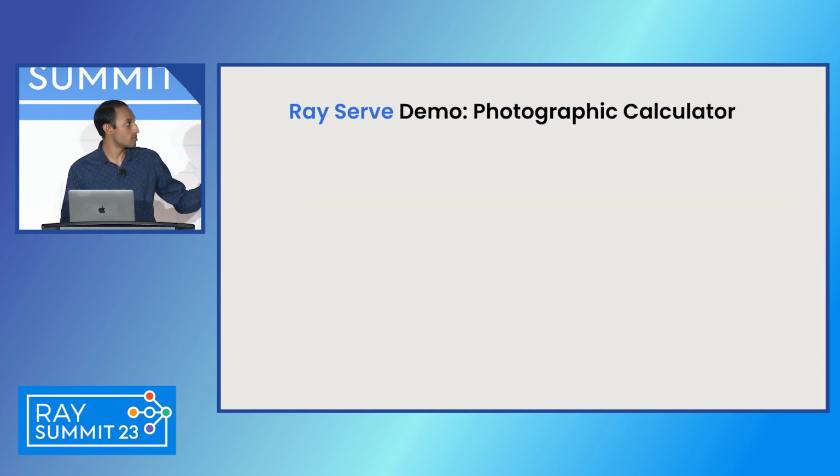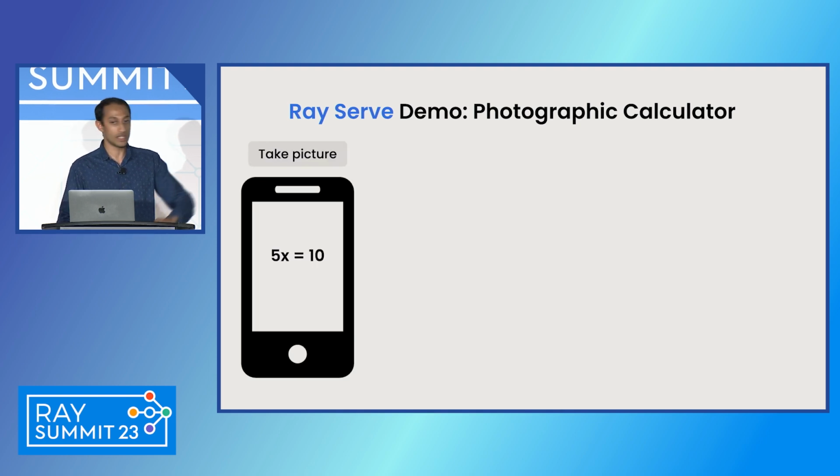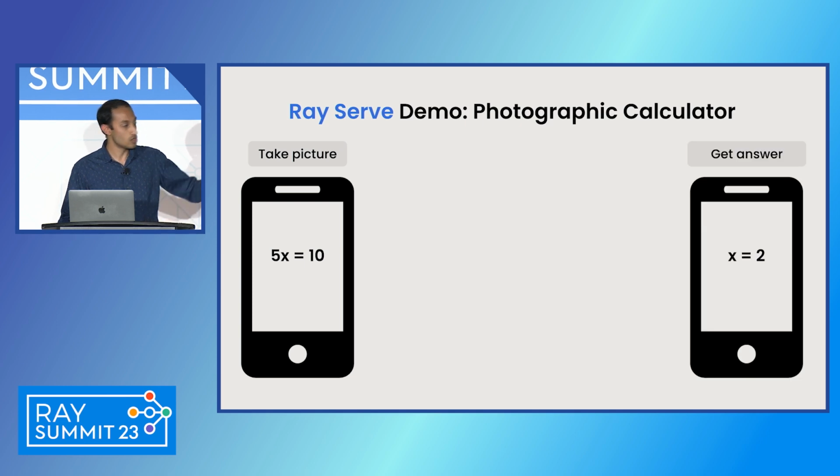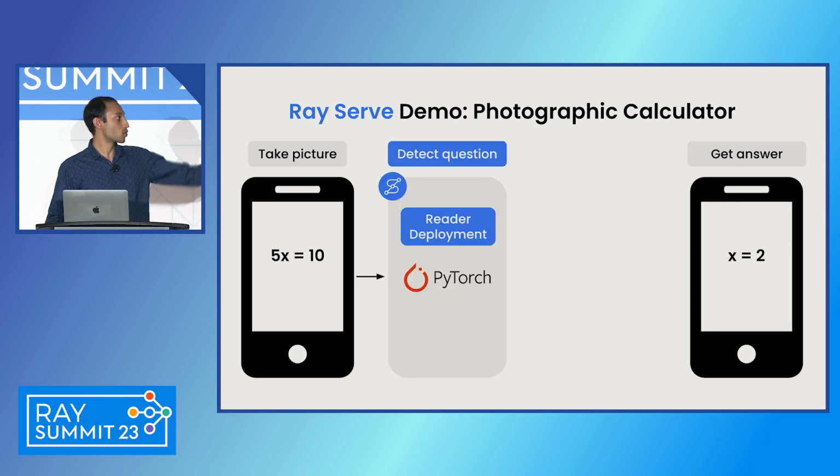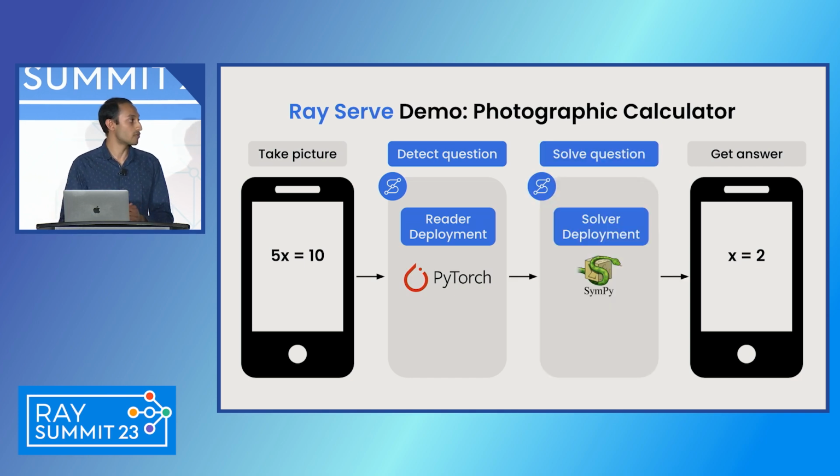So today we're going to be demoing a photographic calculator app. The way that this application works is you take a picture of an algebra problem, like 5x equals 10, and then you get an answer, like x equals 2. In between, we're going to be running two steps on top of RayServe. First, we're going to be running a reader deployment. This Serve deployment is going to be running a PyTorch model, which takes in an image and then extracts text from it. It's going to send that text over to a solver deployment.